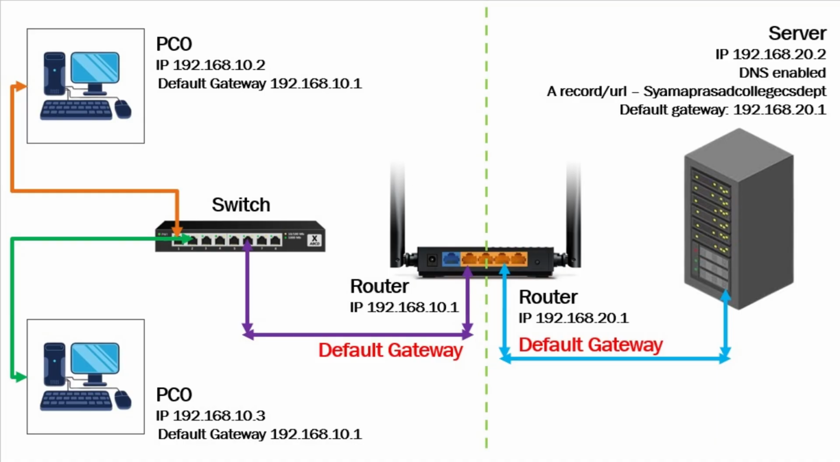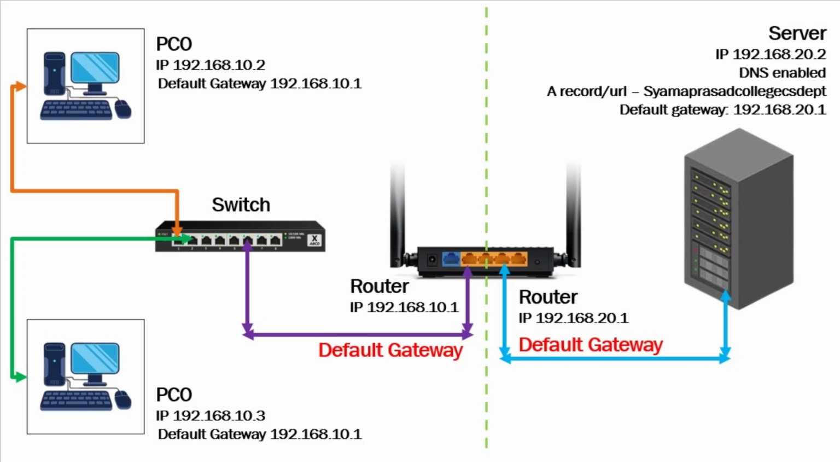Two computers are placed in a LAN and connected via a switch. The IP addresses assigned to these computers are 192.168.10.2 and 192.168.10.3. The switch itself is then connected to a router, which provides the gateway for communication beyond the LAN.